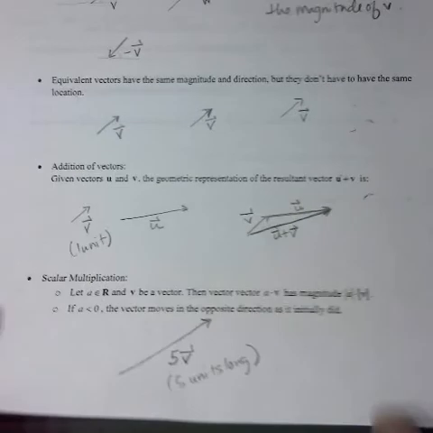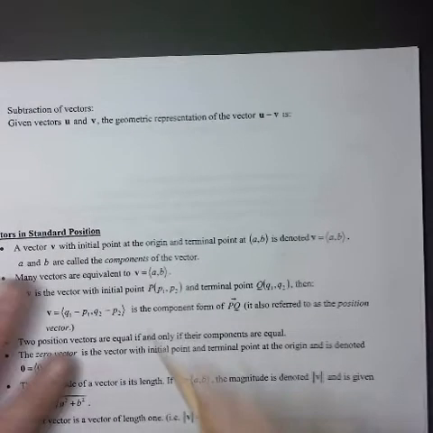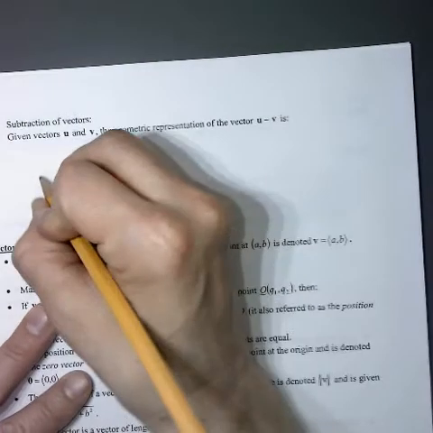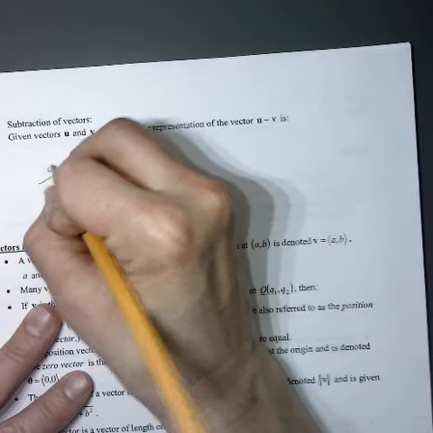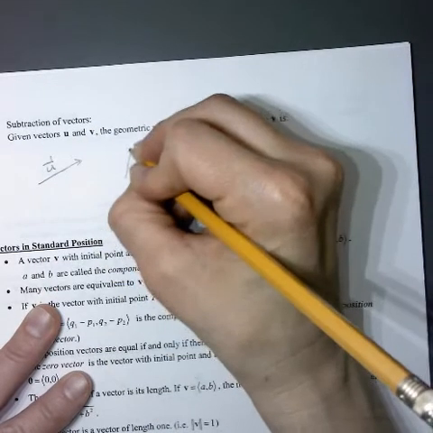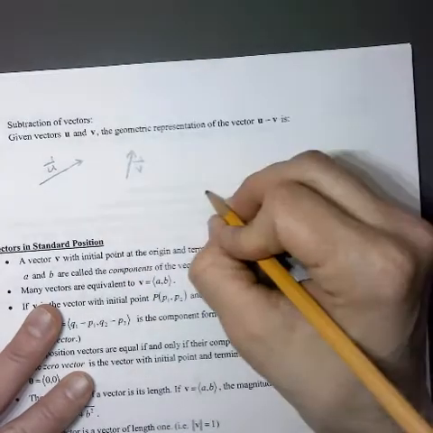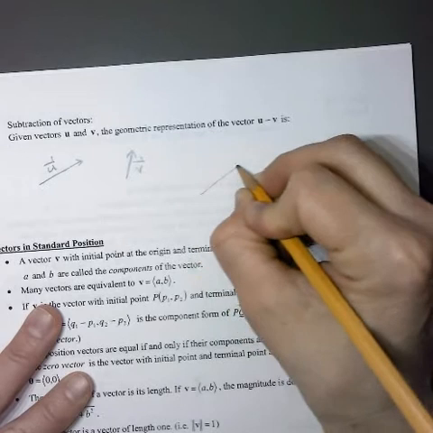All right, and subtraction. We talked about addition. So now if we have subtraction, I guess I used u and v here. So let's say this is u, and maybe this is v. Then let me draw u again. So here's u.